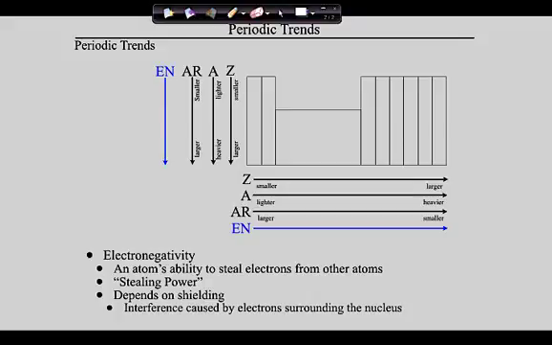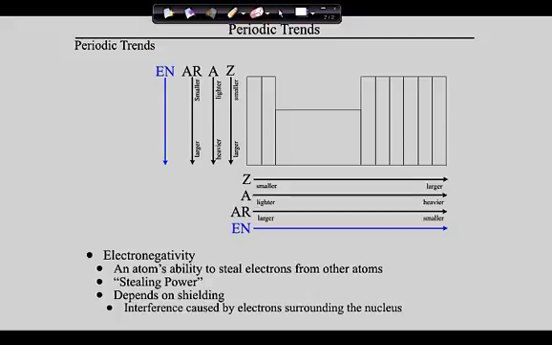Exactly. It tells you the size. Isn't radius the measure of a size of a circle? And you know that as we go down, they get bigger, and as we go left to right, they get smaller. But if smaller is stronger, you also know the trend in electronegativity. Do you get it? Guys, let's write it in.